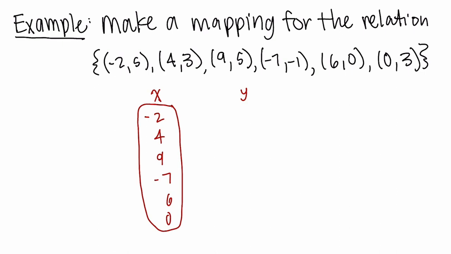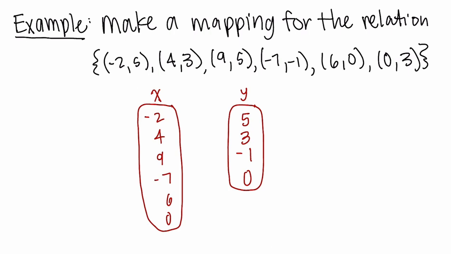So I would say we've got a 5, a 3. We don't need to write down the 5 again because we already have it written down. A -1, a 0, and then there's a 3. We don't need to write that down again. So I'm going to list out my inputs, list out my outputs. Hopefully we're doing okay there. Any questions so far? Okay. And then we're just going to draw arrows connecting things together.